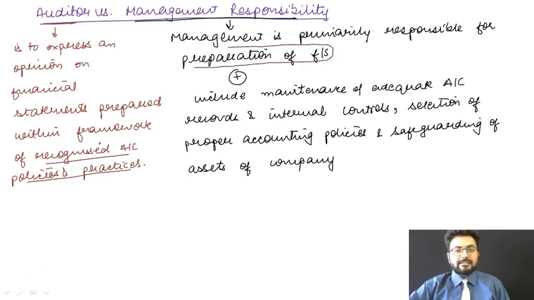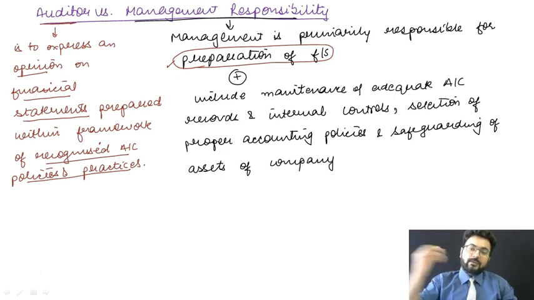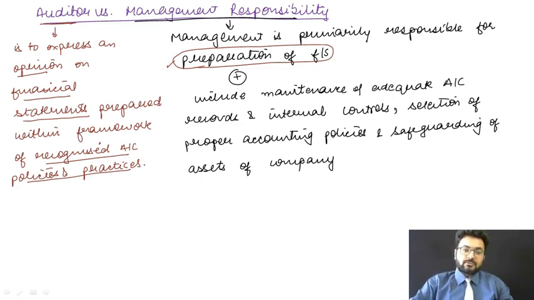Can you easily fetch out the difference over here? Management is responsible for preparation of accounts, whereas the auditor is going to give an opinion. Just like in your school, what used to happen? You used to do your homework, solve your questions, and after that the teacher is going to give you a review: good, fair, excellent. Just like that, the auditor is going to give an opinion. Got it? Should I go ahead?